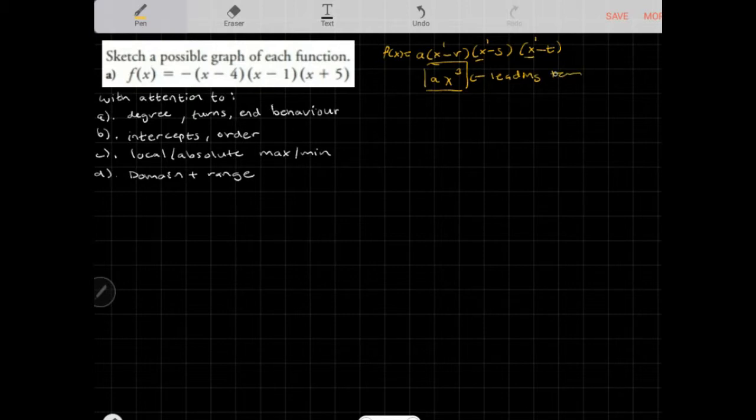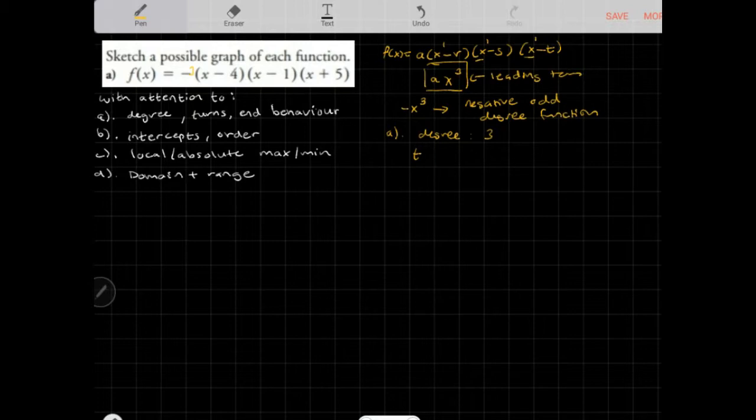We can notice here that the leading coefficient is negative 1, because you have a negative 1 here. So the leading term here should be negative x cubed. Okay, so it tells us that this is a negative odd degree function. The degree here is 3, so n is equal to 3.